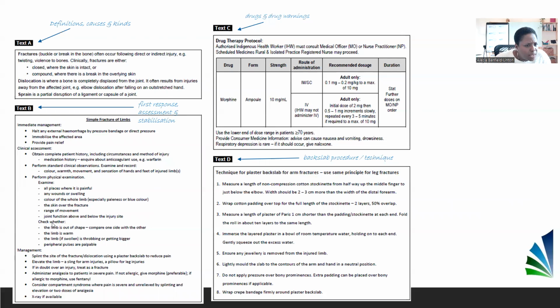So check whether, examine, is getting bigger. And there we see something that means the same as enlarge, getting bigger or swollen. So we're going to check to see if the limb, if swollen, is throbbing or getting bigger. So the answer here is throbbing.